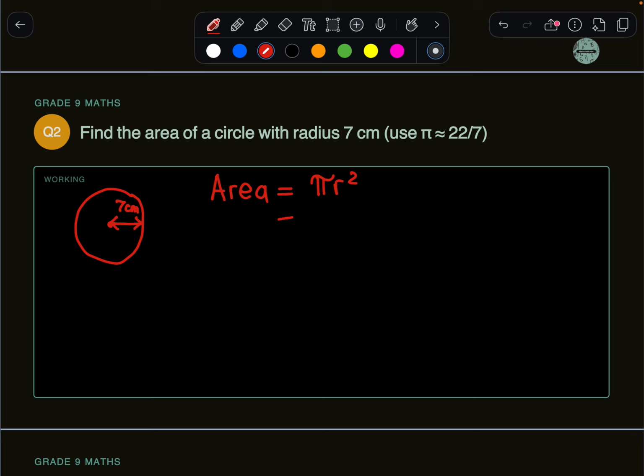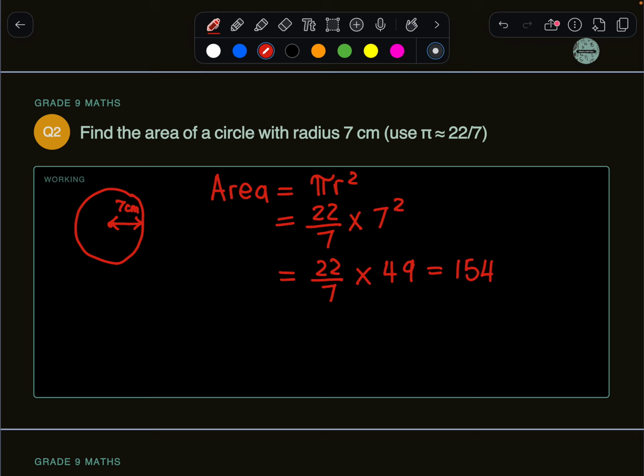That means they tell us to use pi as 22/7. So 22/7 times the radius, 7 squared. And then this is going to be 22 over 7 times 7 squared, which is 7 times 7, so 49. And then we're going to plug that into our calculator, and we're going to get 154.